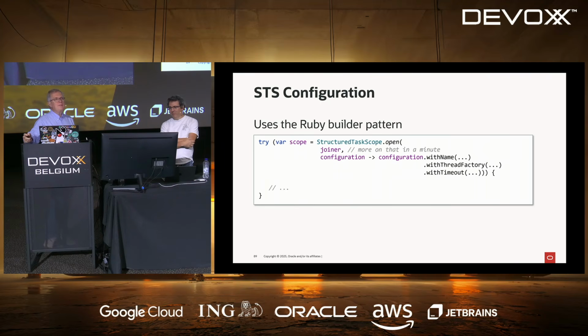But you can also pass a lambda, which is a builder, that takes the configuration of this structured task scope, and you can specify the name. With name specifies the name of this scope object that will appear in thread dumps if you're doing thread dumps. You can also specify the name of the threads by passing a thread factory. And you can also specify a timeout if you want to set a timeout on the global scope object that you have. This is how you can do it.